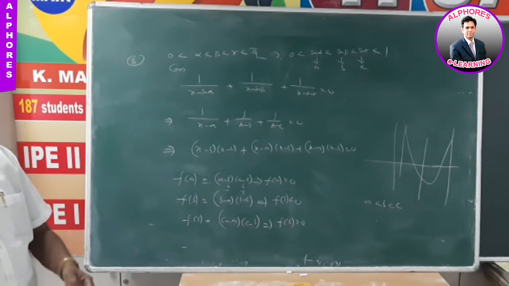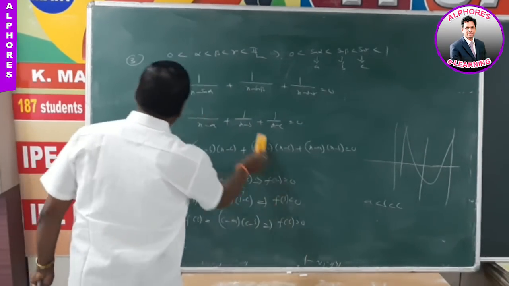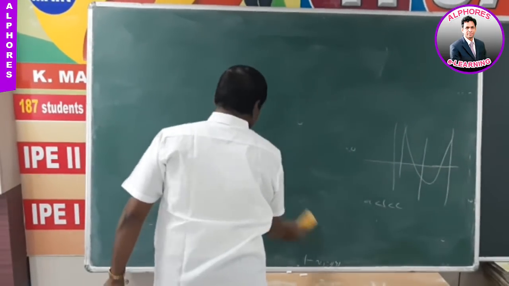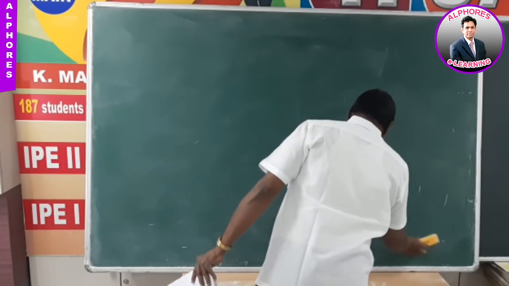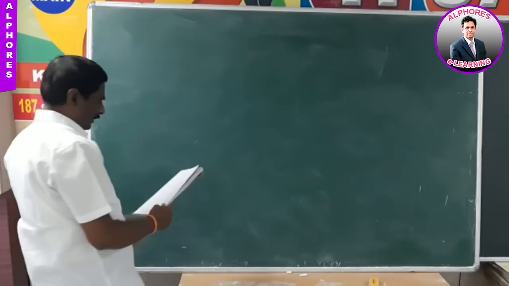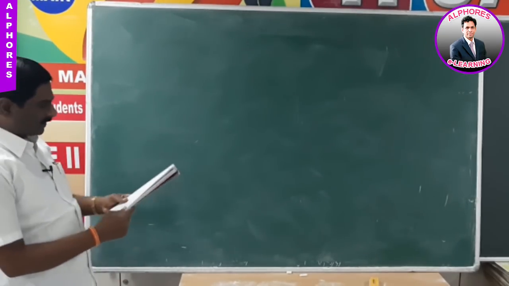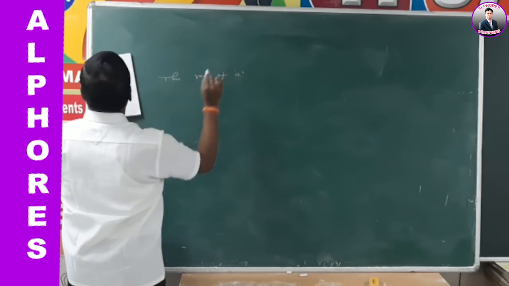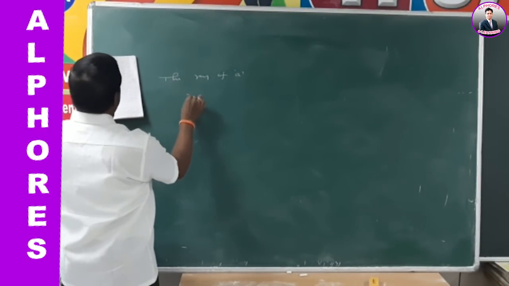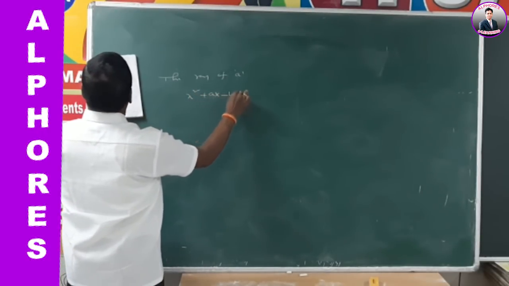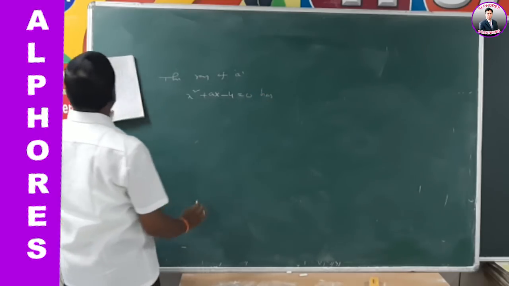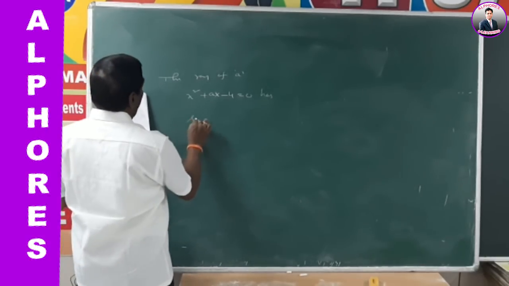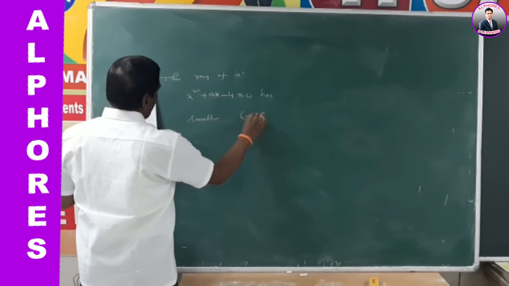Next. Fourth one. The range of A for which the equation x square plus ax minus 4 is equal to 0 has its smaller root in the interval minus 1 to 2. Smaller root in the interval minus 1 comma 2.